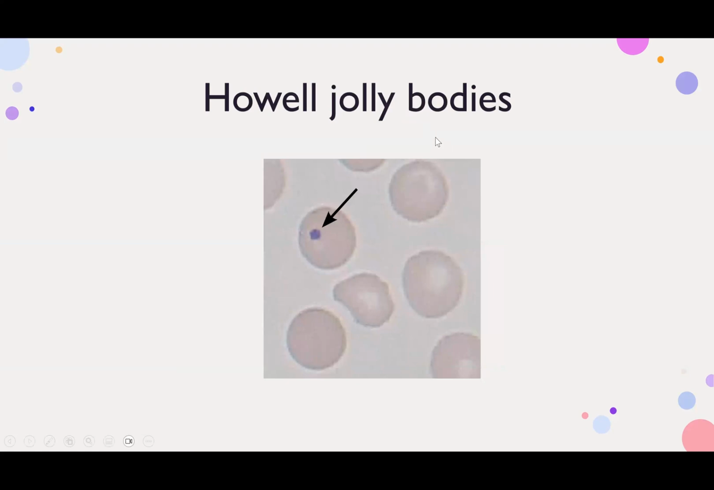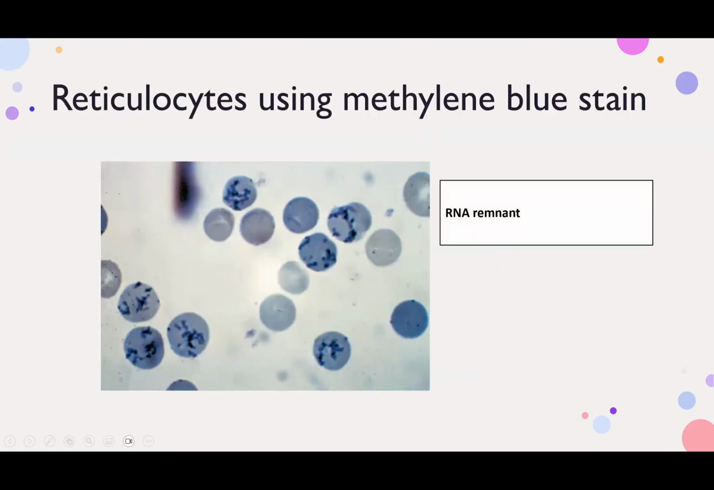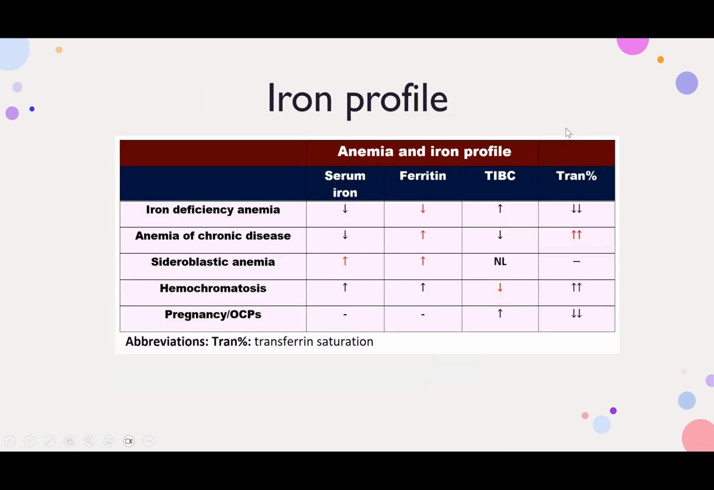The Howell-Jolly bodies we talked about. Reticulocytes using methylene blue stain. Reticulocytes have RNA remnants, this is the RNA remnant using methylene blue stain. This usually doesn't come in exams. Now regarding the iron profile, we will talk about it in a separate lecture because it needs concentration and it deserves special attention.